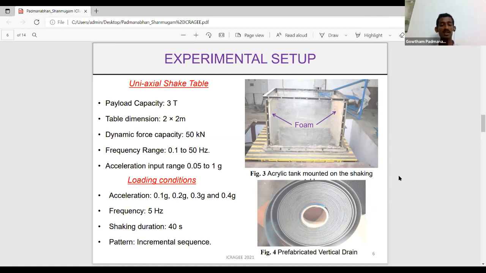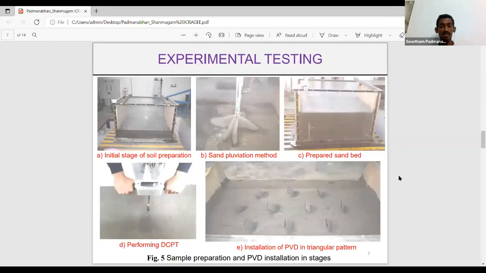Coming to the loading condition, in a freshly prepared sand deposit, acceleration of 0.1 g has been applied, followed by 0.2 g, 0.3 g, and finally 0.4 g in the same sand deposit under a constant frequency of 5 hertz and a shaking duration of 40 seconds. The container is shown in Figure 3, and the total PVD system is shown in Figure 4 for reference. Coming to the experimental study, the sand bed was prepared to a sand density of 40% and 60%. A specially designed hopper was used to pour the sand from a particular height to achieve the desired sand density.